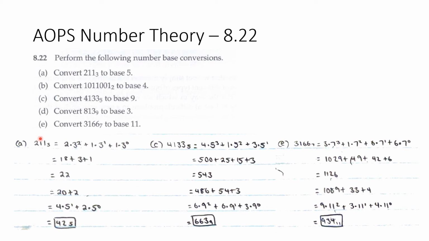Now E, convert 3166 in base 7 to base 11. So we do the same thing, first expand it, and then we find the 3166 in base 10, which is 1126. Then we break it into base 11, so it's equal to 934 in base 11.